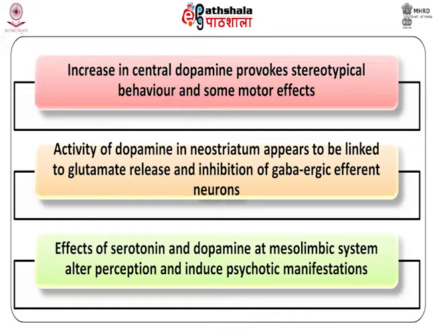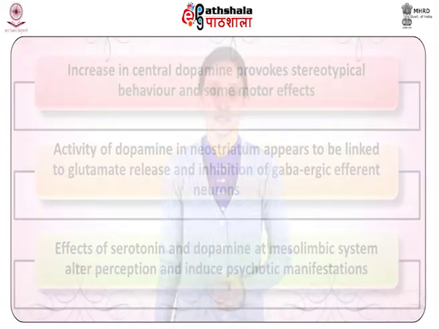The activity of dopamine in the neostriatum appears to be linked to glutamate release and inhibition of GABAergic efferent neurons, contributing significantly to the stereotypical behavior, locomotor effects, and neurotoxicity of amphetamines. The effects of serotonin and dopamine at the mesolimbic system alter perception and induce psychotic manifestations.